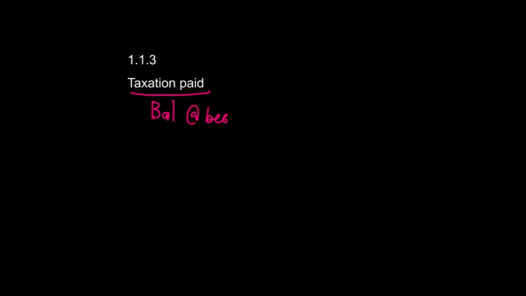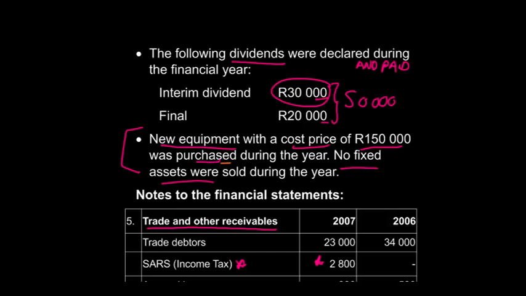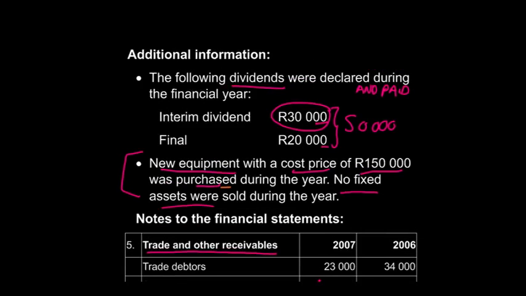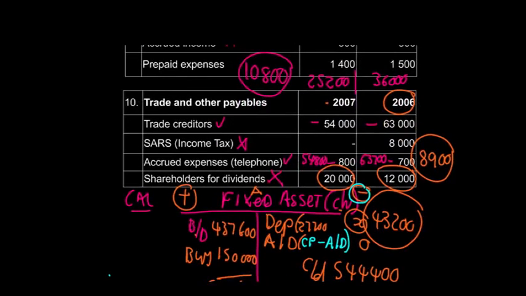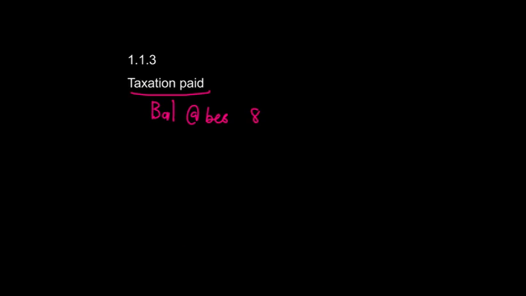So let's go to our information, and we're now looking at SARS. How much, sorry, did we owe SARS at the beginning of the financial year? Trade and other payable at the beginning of the year again is 2006, and if we go to SARS income tax, at the beginning of the year we were owing SARS 8,000 Rand. So let's fill that in. Beginning of the year, I'm owing the receiver an amount of 8,000.